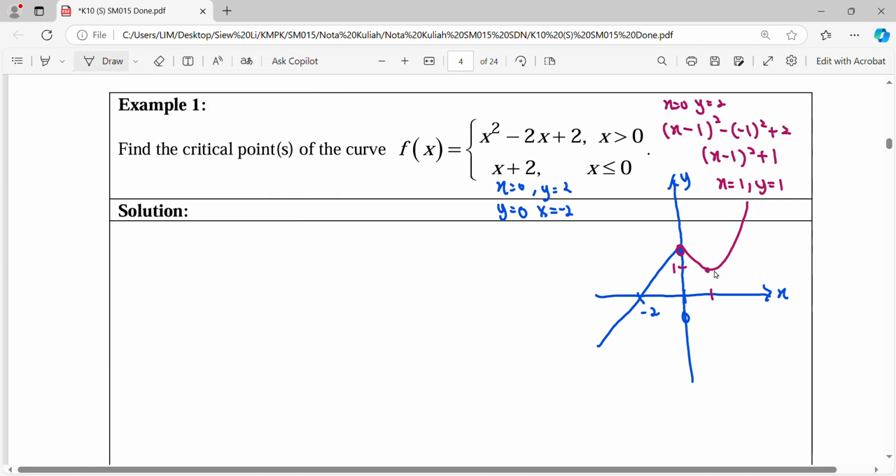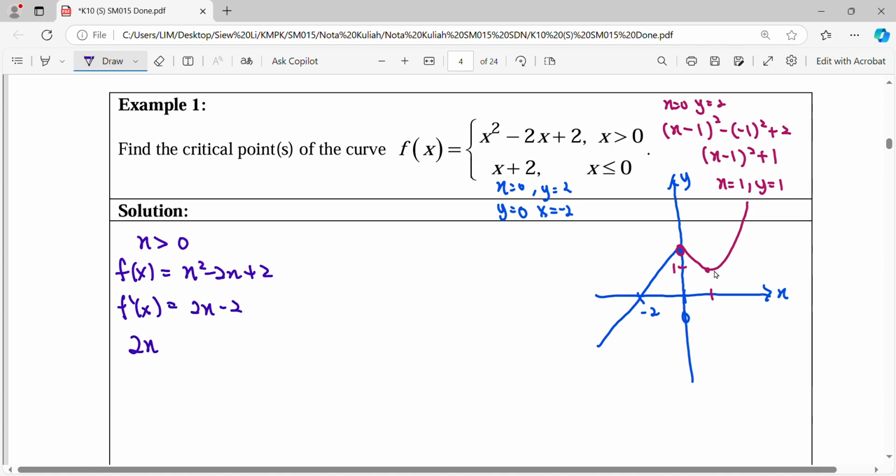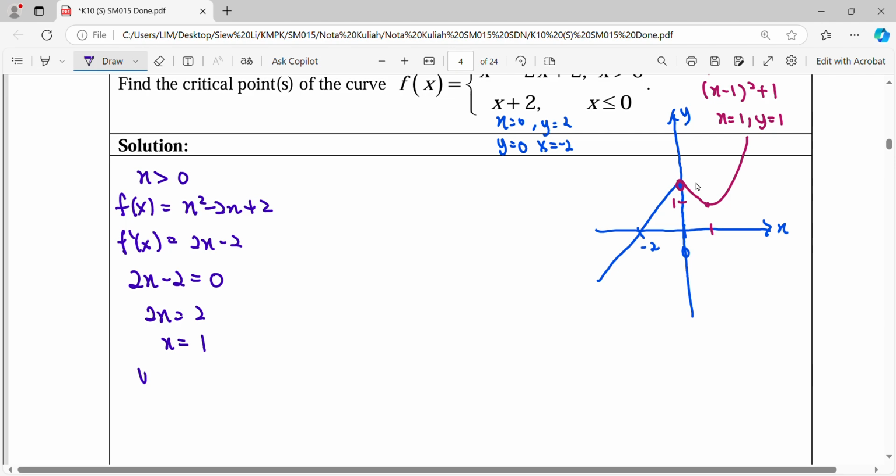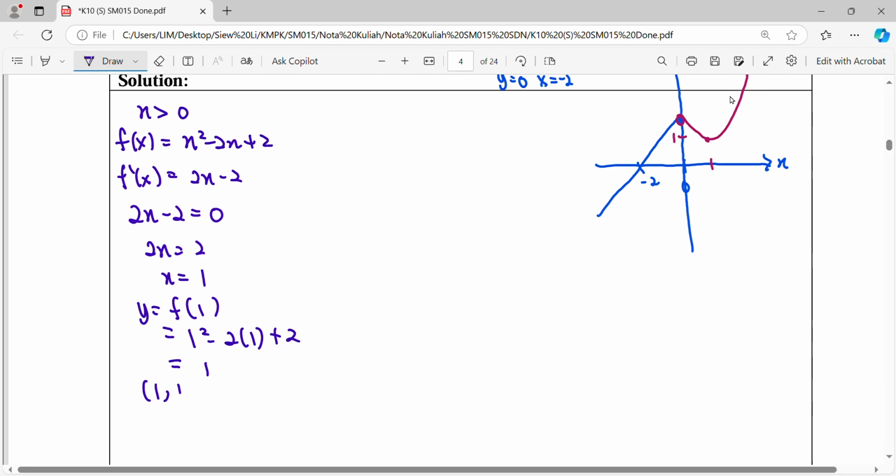Alright, so for the first function, for x more than 0, your function is quadratic. When you differentiate, 2x - 2, let this equal to 0 to find the critical point. So therefore you can find x equals to 1. So when x equals to 1, what is your coordinate? We substitute into your function: 1 squared minus 2 times 1 plus 2, which is 1. So from the quadratic here, we find (1, 1) is your critical point. Because we haven't tested anything, we don't know whether that is maximum or minimum. But from the graph, we can observe that we will get a minimum point. From the graph you can already see it. So here, we have a critical point.